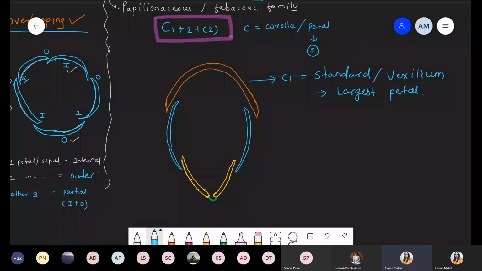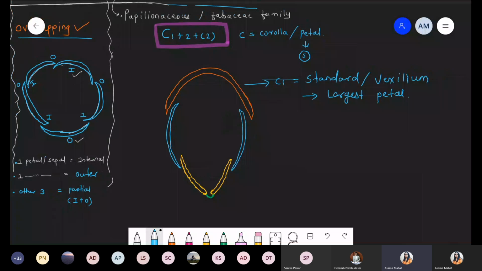Another important thing about this vexillum is that it is the largest petal among all five. If you see, it is the largest one, present toward the outermost side, the upper side actually. So this is C1. C1, what is the meaning of that? That is a single corolla, one representing the corolla, C1. And that C1 is called the standard, vexillary, or the largest. Now after this C1, there are two present. See this. These are the two, but two without bracket.